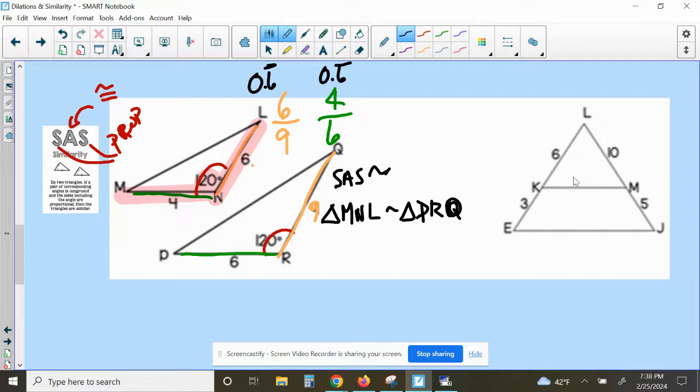Okay, let's look at this guy over here. Notice he looks like the last one above, the triangle inside the triangle. So right off the bat, we know we're going to have this angle on the top, the reflexive property.